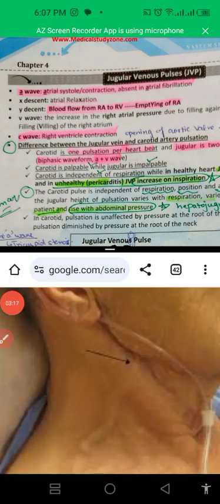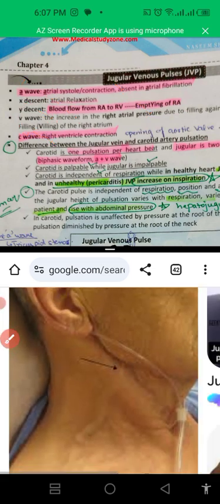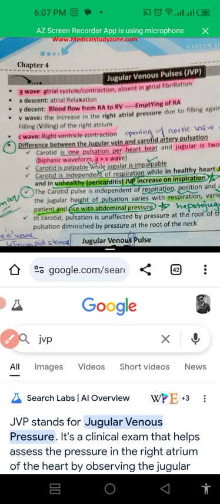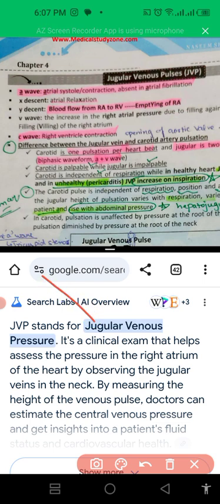Jugular venous pressure is the pressure present at the jugular vein. So that's known as jugular venous pressure. There are different waves formed in jugular venous pressure, like the A wave, X descent, Y descent, and V wave. These waves each have their own importance. Jugular venous pressure is a clinical examination that helps assess the pressure of the right atrium of the heart by observing the jugular vein on the neck.